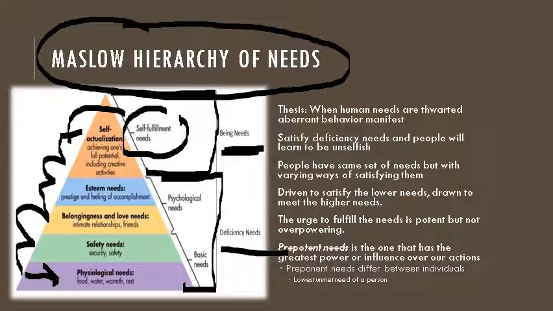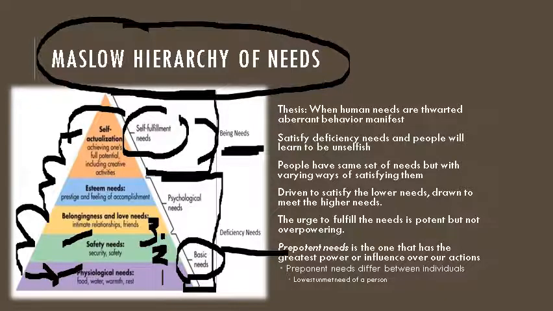Of course, these two levels, 1 and 2, are called the basic needs, which is safety needs and physiological needs. And once you are satisfied with your basic needs, you go to the next level, which is the psychological needs, which is self-esteem and love and belongingness. And of course, the highest is the self-fulfillment needs.